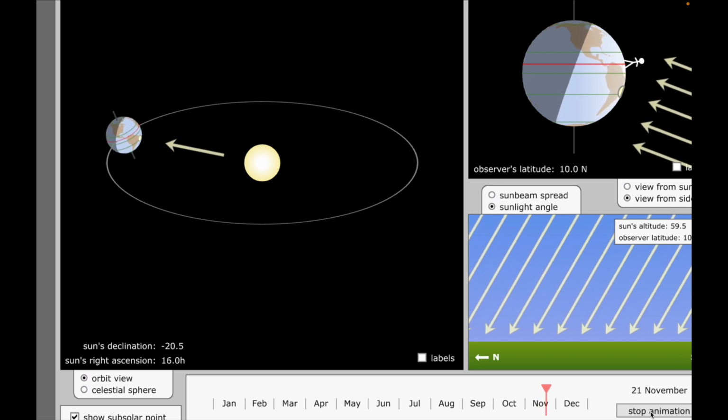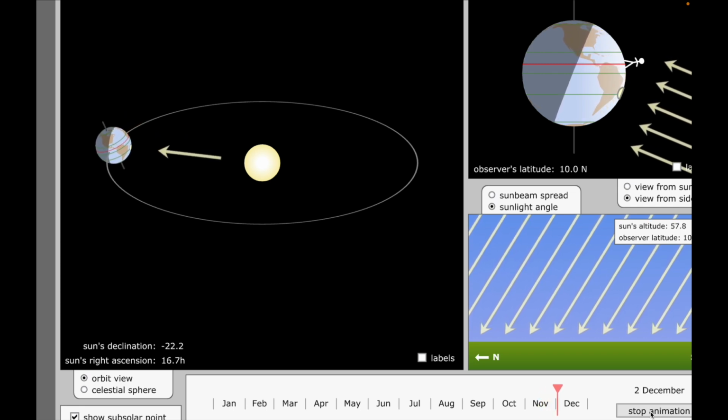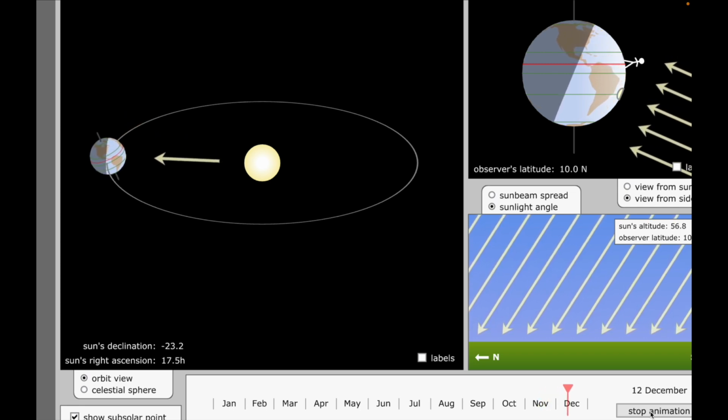Here we see that around this time, the southern hemisphere is more closer to the sun and not the northern hemisphere. In fact, on the 21st of December, we see that the northern pole is fully dark and beyond the Arctic Circle, it's fully night. And here the southern pole is fully exposed to the sun. So the southern hemisphere has more access to the sun.